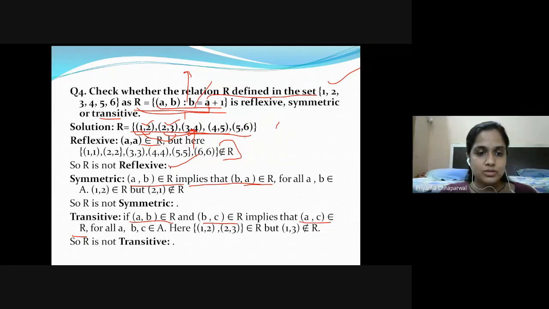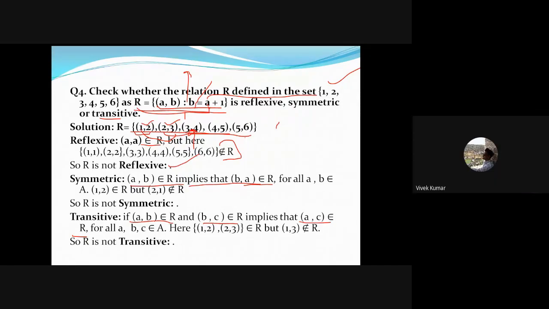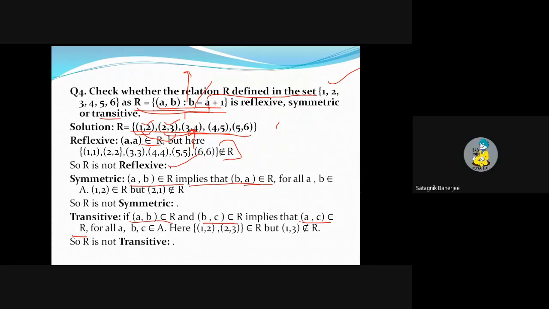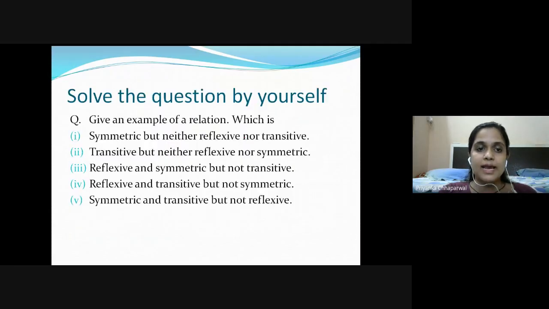Any doubt, ma'am? No, ma'am. Any doubt related to reflexive, symmetric and transitive? No, ma'am. And this question is for you to solve. It is your homework. Just assume it is your homework.